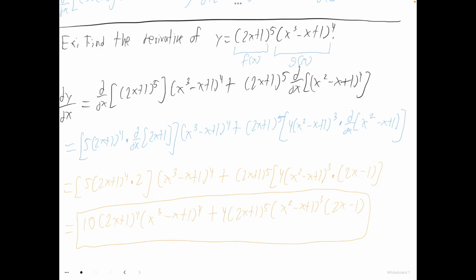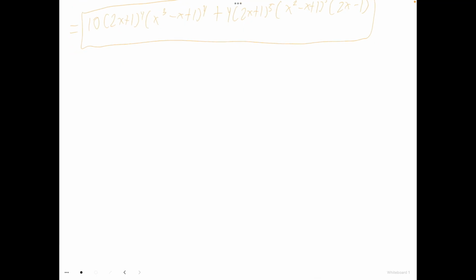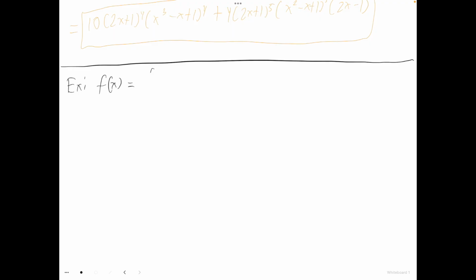So we were able to compute this derivative of a product of two pretty complicated looking polynomials just by using the product rule and the chain rule. So the next example is we're going to have f of x is equal to x squared plus 1 cubed divided by 2x plus 1 to the 5th power.